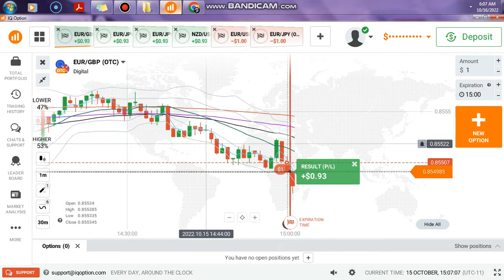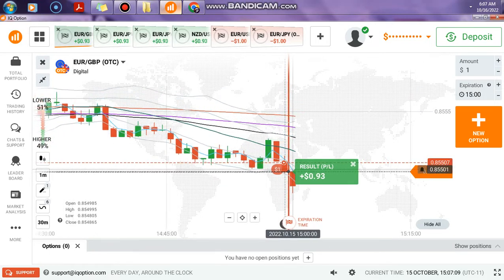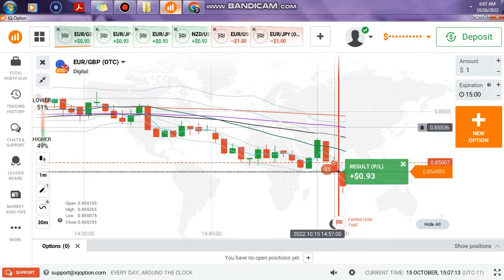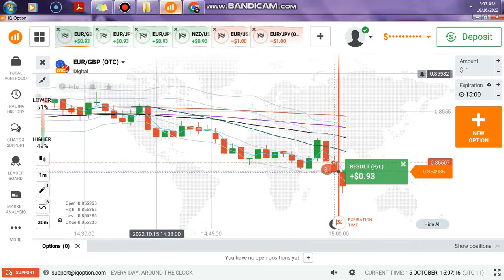Okay, this is my first trade. We can see a downtrend, an engulfing pattern, breaking the deviation. I place a put option, and we are in a strong downtrend. You can see the alignment of the EMA.